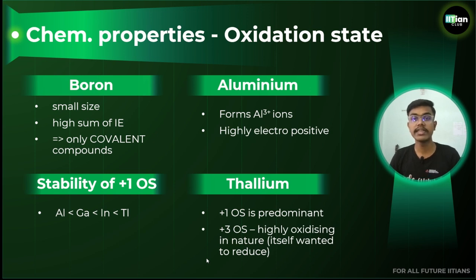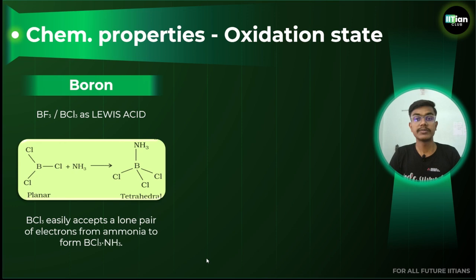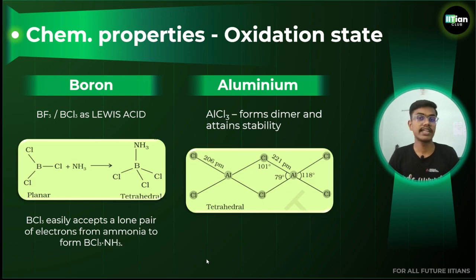If it is oxidizing, it itself wants to get reduced. That is what it is signifying. Next, speaking about boron, BF3 and BCl3 are boron halides and they are Lewis acids because they complete their octet with the help of a Lewis base. In this case, it is NH3, and BCl3 easily accepts the lone pair of electrons from ammonia. Nitrogen has a lone pair on it. This lone pair is shared between boron and nitrogen and they form an adduct. In aluminum, they form dimers and attain stability.